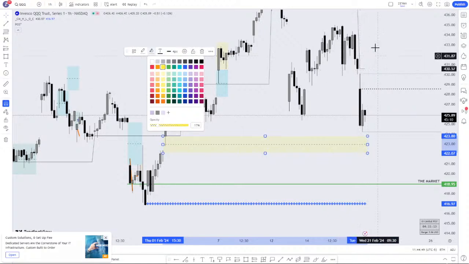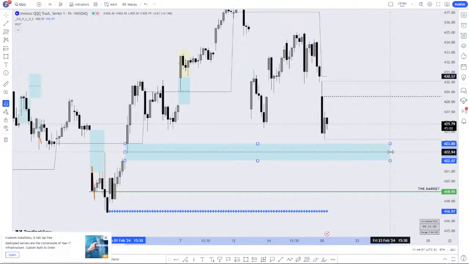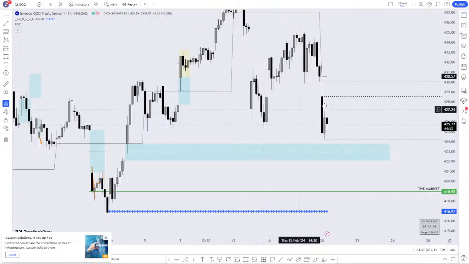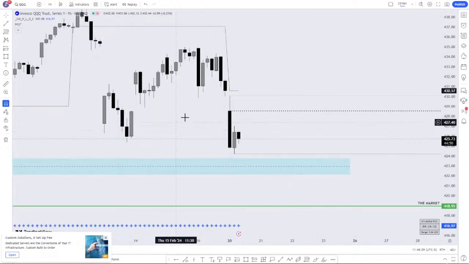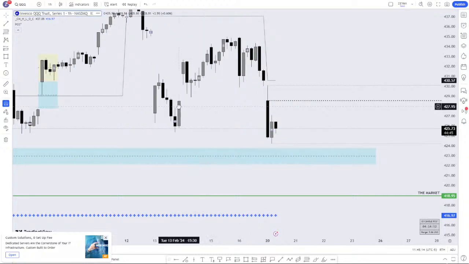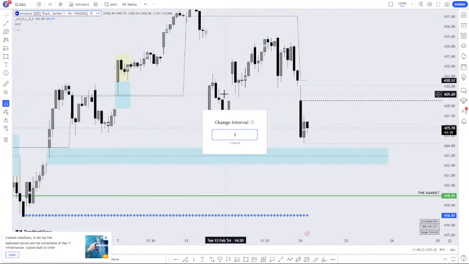I was trying to buy it earlier, above the area of interest, that point, right? So I'm going to show you what I'm talking about. I'm going to get to a very specific point. Just give me a moment. I'm going to come to the 1 minute time frame.